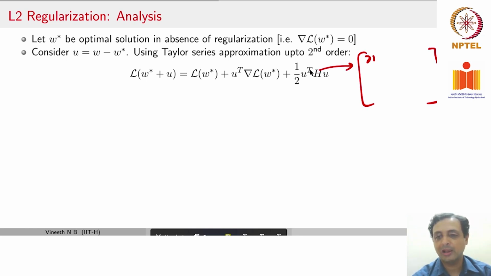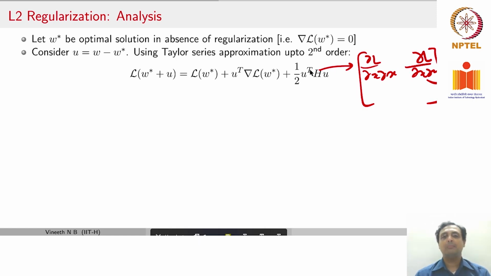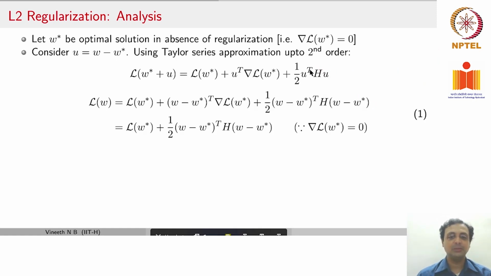So you can have dou square L by dou x square, or dou square L by dou x dou y, so on and so forth. If you had many more weights, you can have that many. That's the size of your Hessian. Rather, if you had 1 million weights, the size of your Hessian will be 1 million cross 1 million. It's definitely a large matrix to compute. But let's move on with this mathematical discussion.